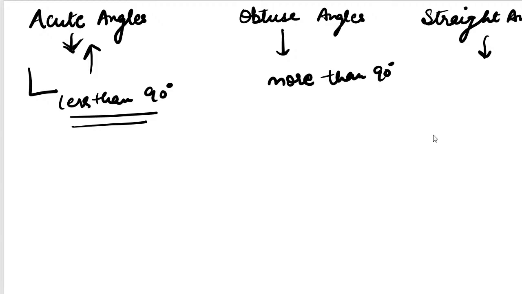You sometimes see this type of thing. A ray is perpendicular to another ray. So this is a straight angle where both sides an angle is formed. So this is a straight angle. So you have to remember these three angles.